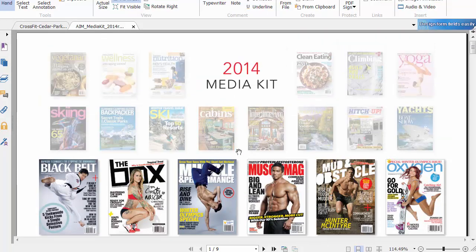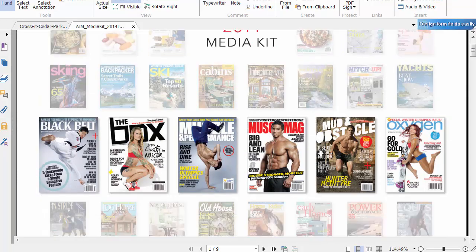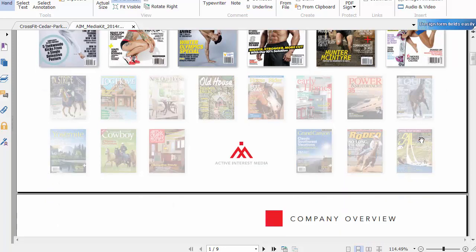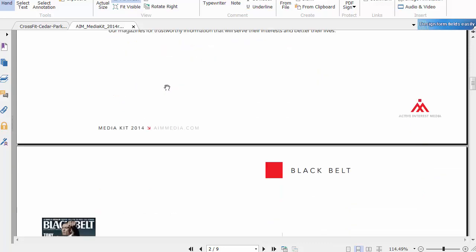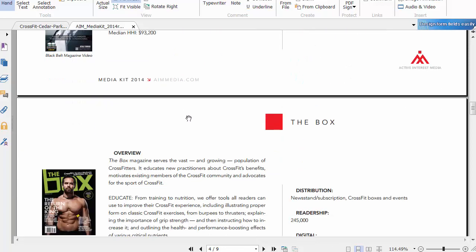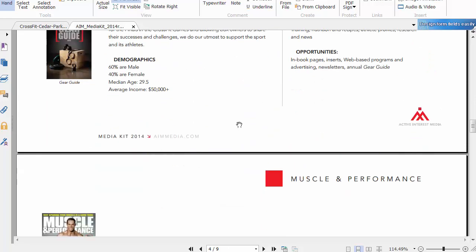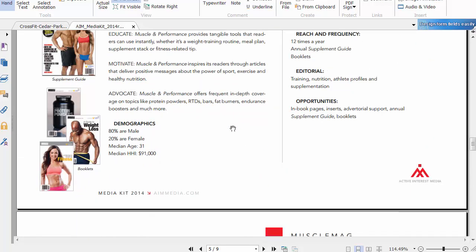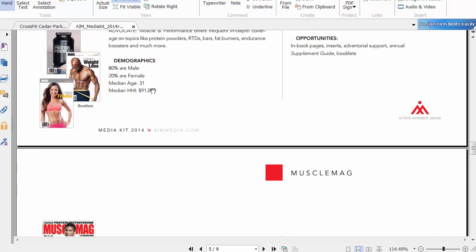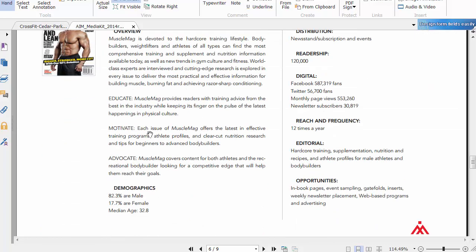Right, so this is a magazine. Okay, so that makes sense. This is the Oxygen magazine, is it? Yep. Oxygen was the one I picked up, but obviously they seem to have quite a lot of titles, which might apply. But they'll show you what their magazine could do for you, and they'll tell you about their readers and this kind of thing. Mostly male, 31, 91,000 income.